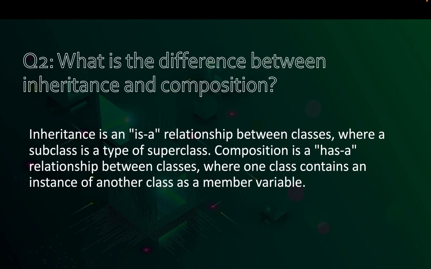Question number 2. What is the difference between inheritance and composition? Inheritance is a relationship between classes where a subclass is a type of superclass. Composition is a has-a relationship between classes where one class contains an instance of another class as a member variable.